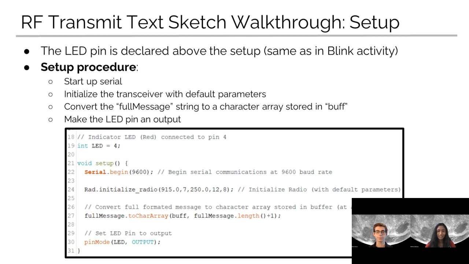How would we set up the RF transmit text sketch? So we will walk through what each line is doing one by one, but in general, we'll start up our serial communications. We will initialize our transceiver with some default parameters. We will convert our full message string into our character array, and then we will make our LED pin an output.